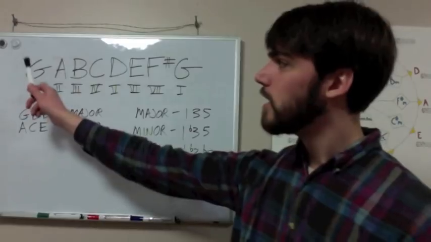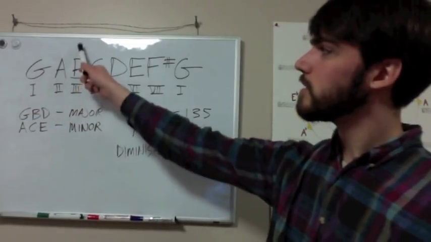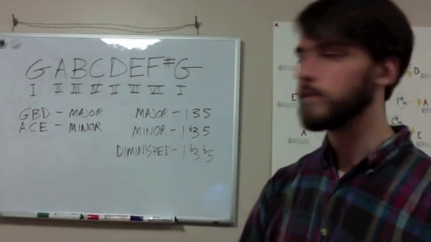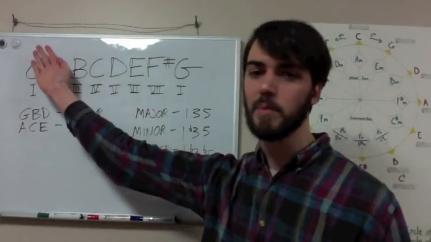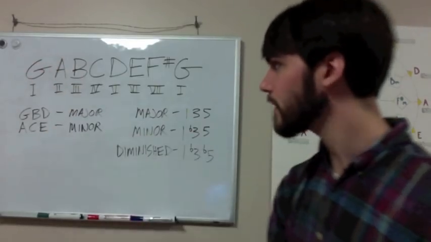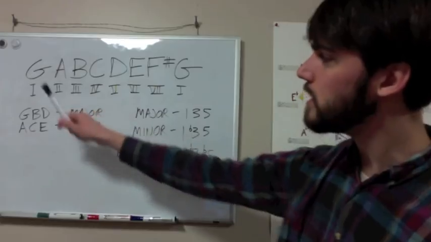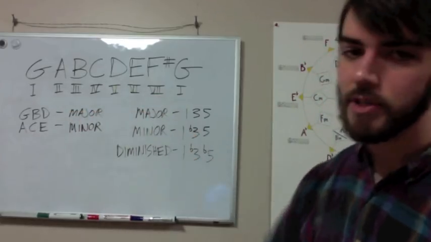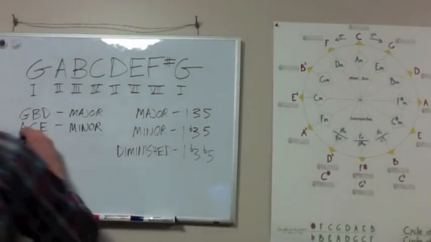All right, so let's go to the next triad. So we started with G, then we did A. Now we're going to consider B to be our first note. So we're going to cover up G and A, and we're going to think of B as number 1 right now. So our triad would be B, D, F sharp. Those are the 3 notes we need.